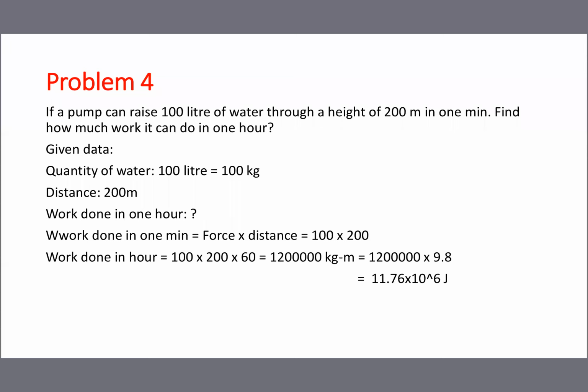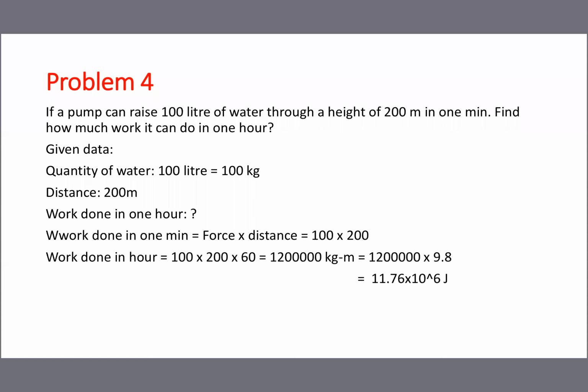Go through the data. Given data, quantity of water 100 liters. We know 1 liter of water is equal to 1 kg. So 100 liters of water is equal to 100 kg. Distance 200 meters clearly given. And time also given. But we know the work done formula does not contain any time. Work done formula is only force into distance.